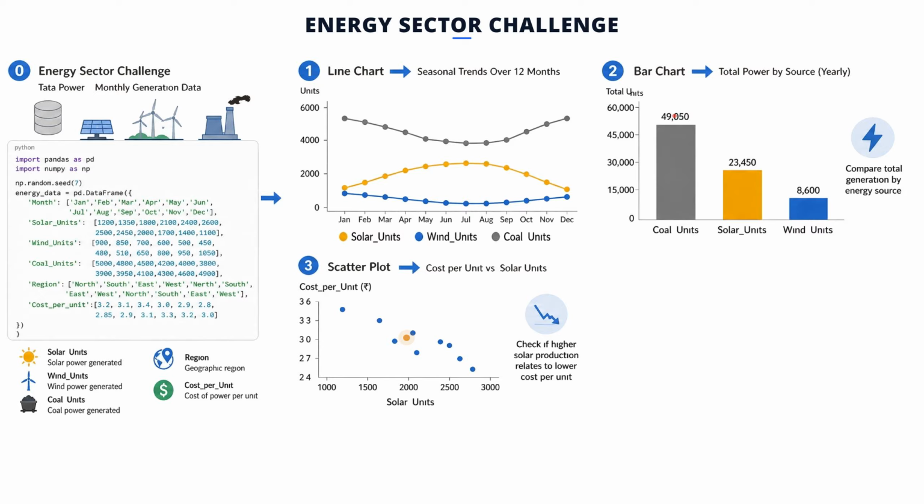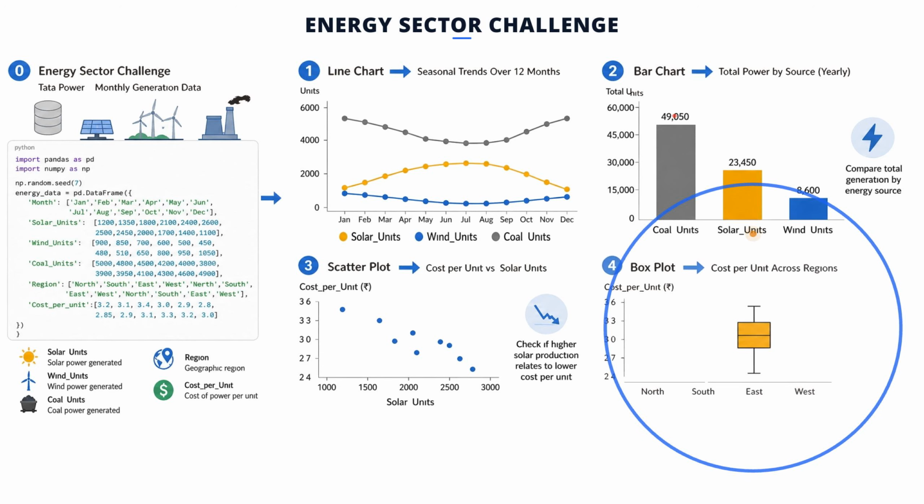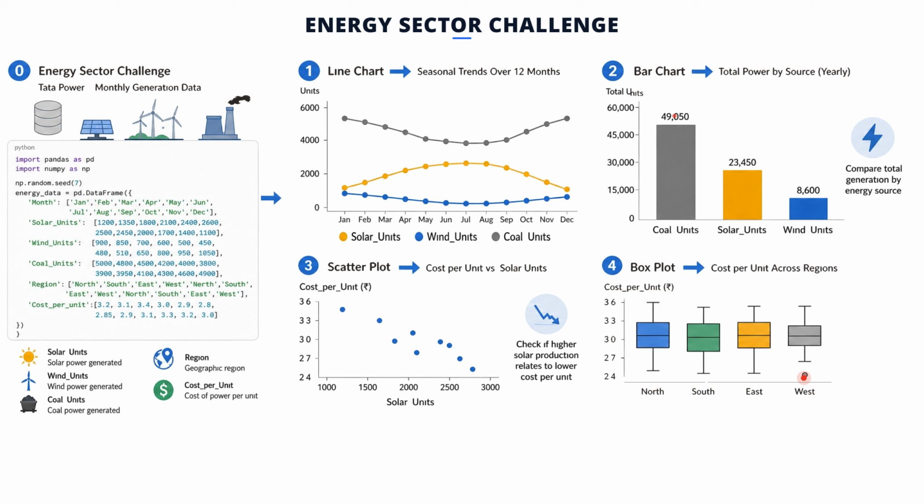Finally, we need to check if pricing is fair across different areas. We use a box plot to visualize the spread of costs across the north, south, east, and west regions. This chart shows us the median costs, the normal ranges, and helps us spot if any region has unusual price spikes or outliers, like this one specific data point hanging far below the rest in the west region.